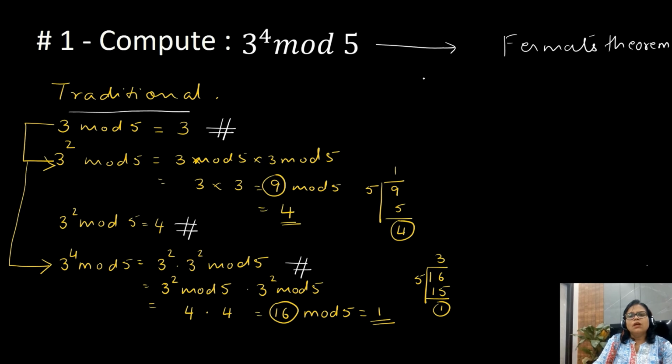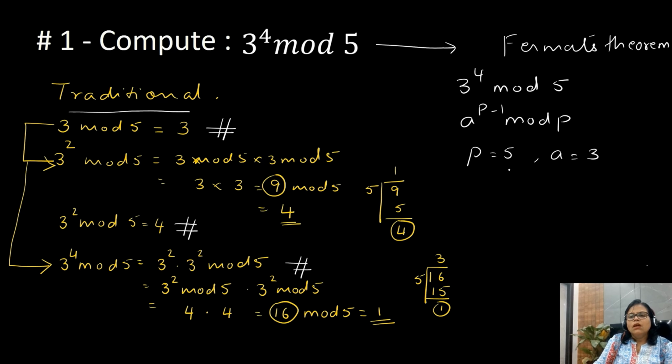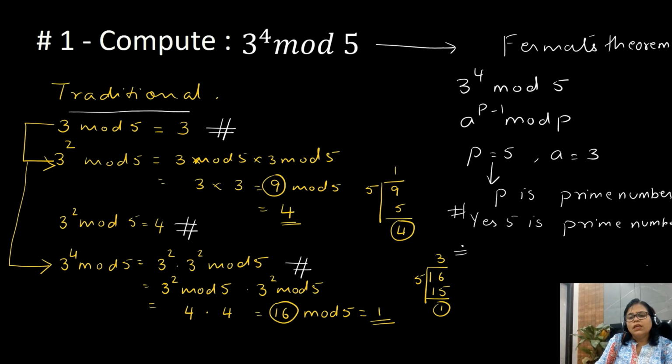In Fermat's theorem, when you are given a question which is of the kind a raised to p minus 1 mod p, in this case p is 5 and a is 3. Now the first step is you should check if p is prime. So 5 is a prime number. And the second thing that you are going to check is that 3 should not be divisible by 5.